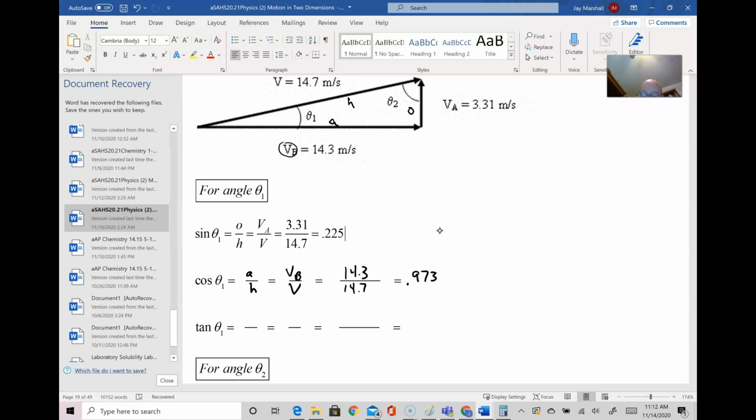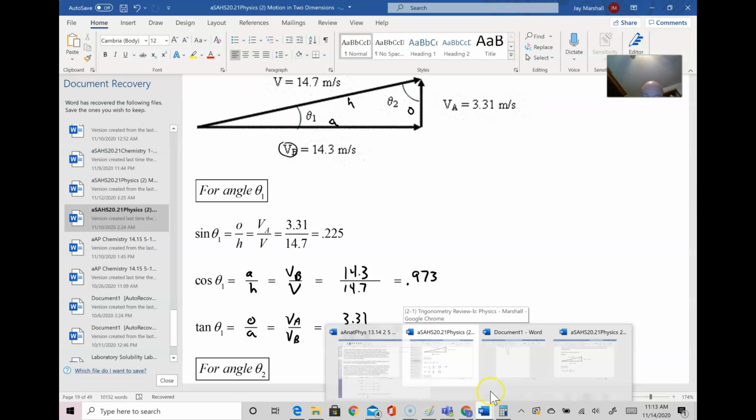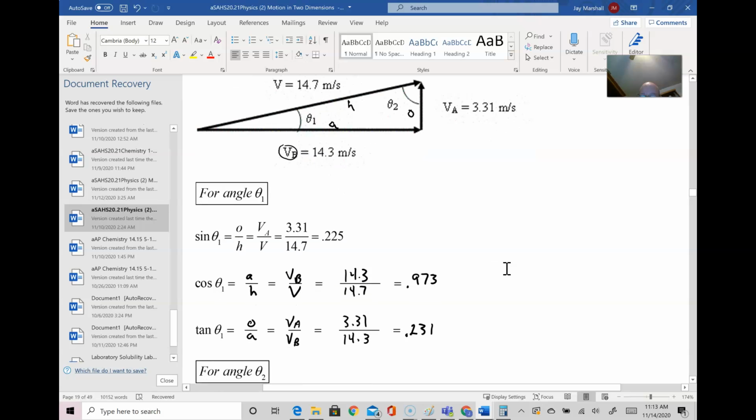I can do the same thing for the tangent. I know that the tangent is the opposite over the adjacent, right? SOH CAH TOA. And so that means that VA over VB equals 3.31 divided by 14.3. Okay, and if I go look at the value that I've already calculated for that, it's 0.231. Okay, so that's what the values are for angle theta 1.